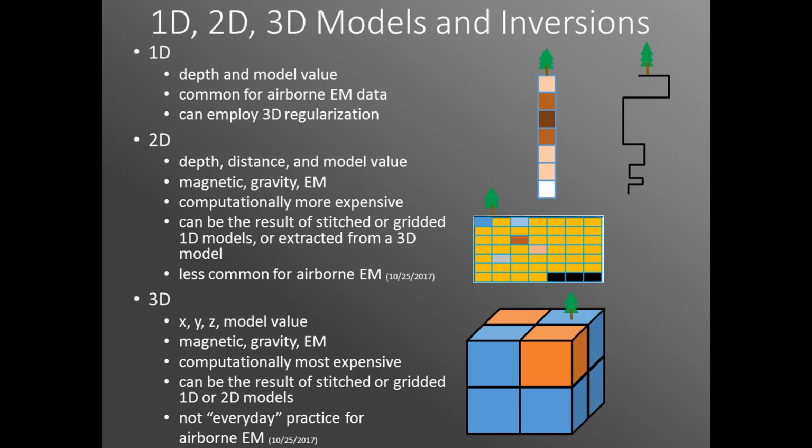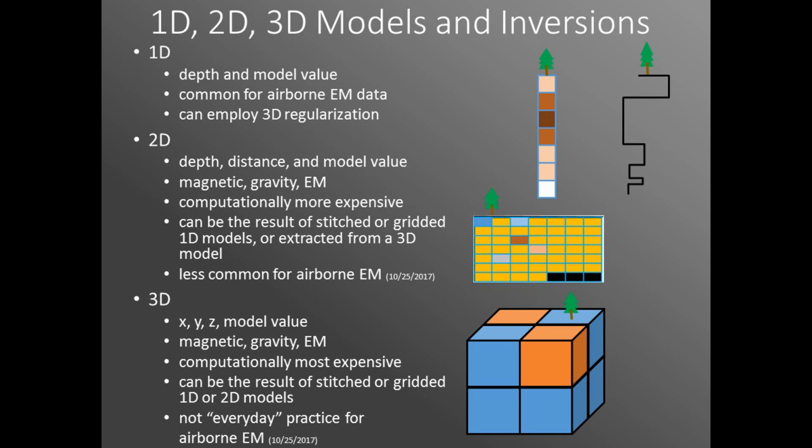All geologists think of it as cross-section. And in terms of the modeling inversion sense, you're either assigning a depth and a distance and a model value, or solving for both those. So you have more to solve for. It's computationally more expensive than a 1D model. And these are pretty common for magnetic and gravity data, and they're out there for electromagnetic data. It's definitely less common to solve for 2D, I think, for the airborne electromagnetic data, but it's out there.